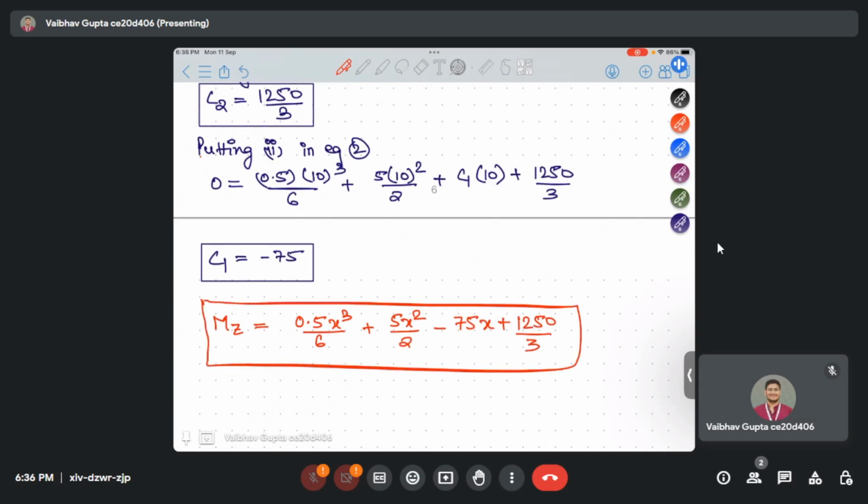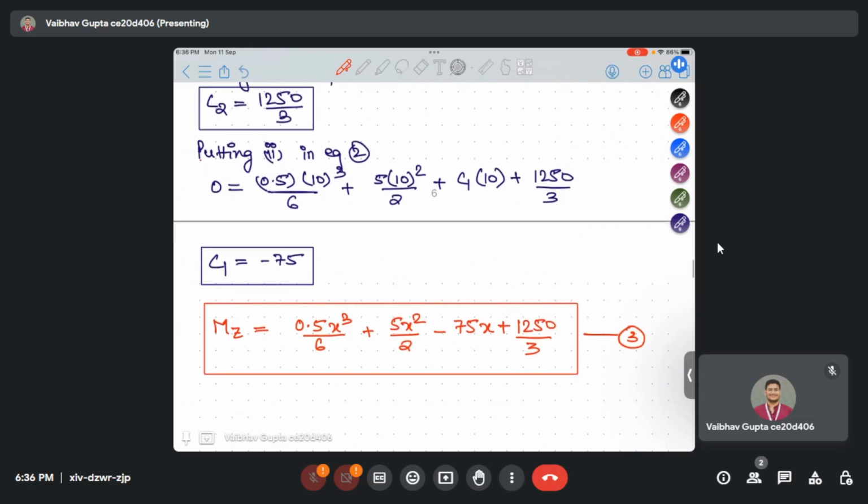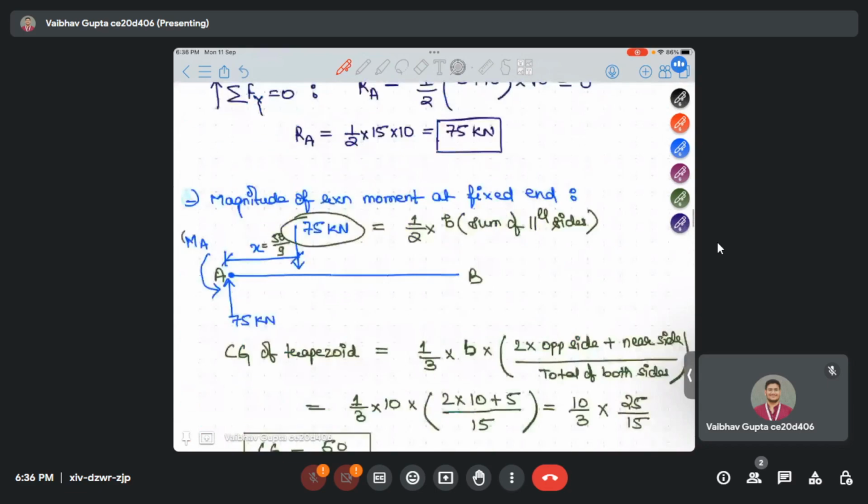This is the expression of mg. This is written as equation 3. Remember this expression, because we will need it in later parts of this question. So what is actually asked in the question? What is the location of the maximum bending moment?